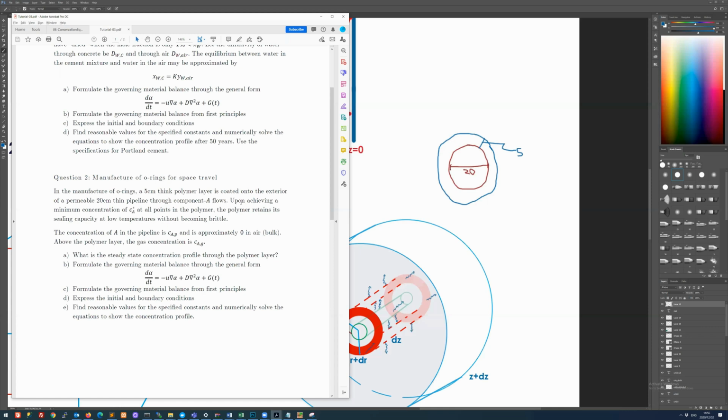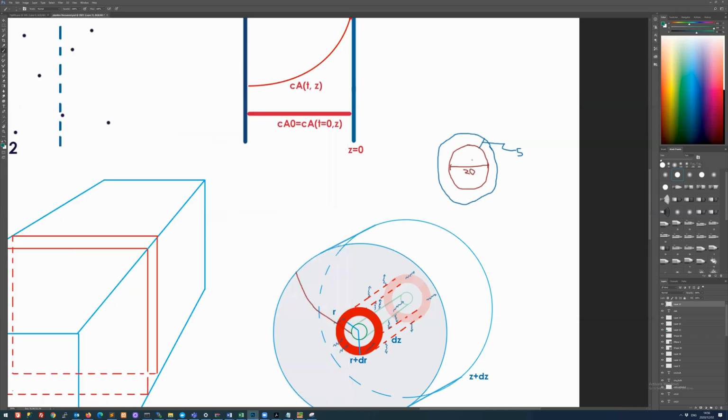So we want A star, and let's see what the source of A is. A in the pipeline is CAP and is 0 in air. So above the polymer layer, the gas concentration is CAG. Let's think about that. You've got component A in the pipeline, and for component A, remember we've got polymer here. Now A is flowing through here, and the concentration there is CAP.